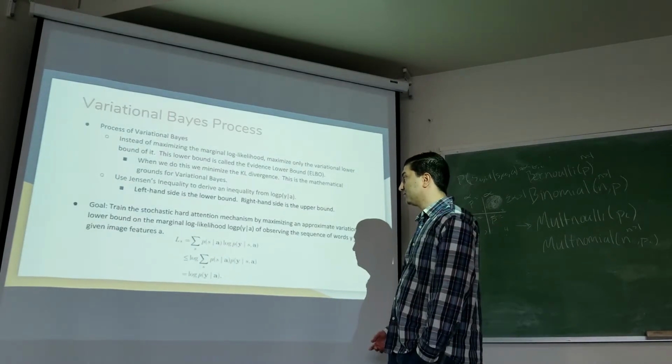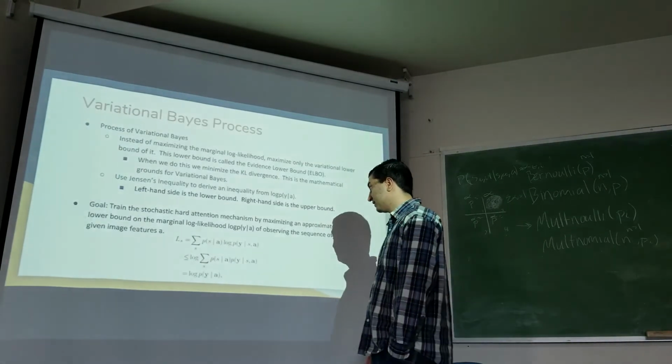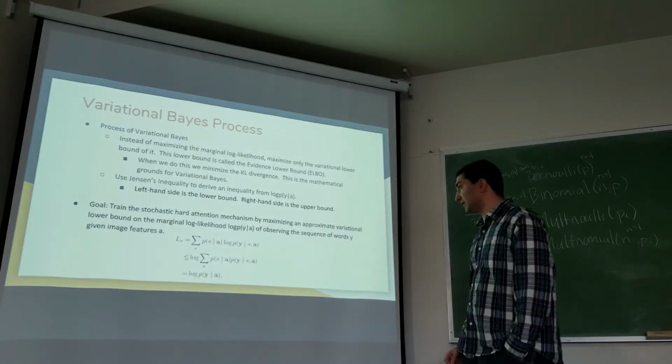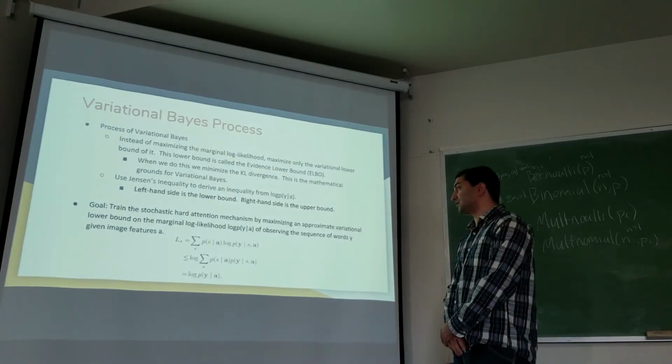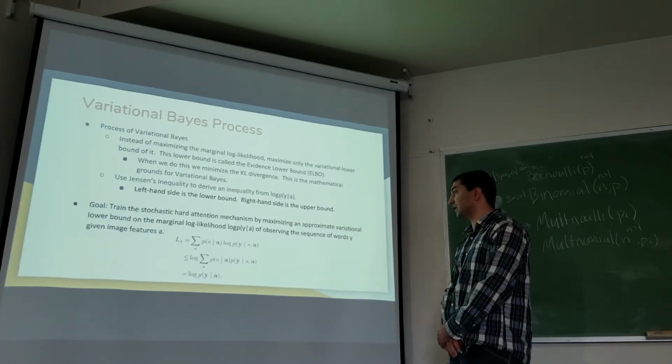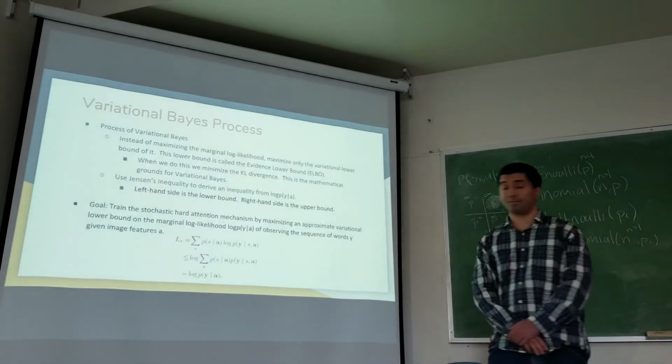Again, what we want to do is train the stochastic hard attention mechanism by maximizing an approximate variational lower bound on the marginal log likelihood of observing the sequence of words y given image features a.